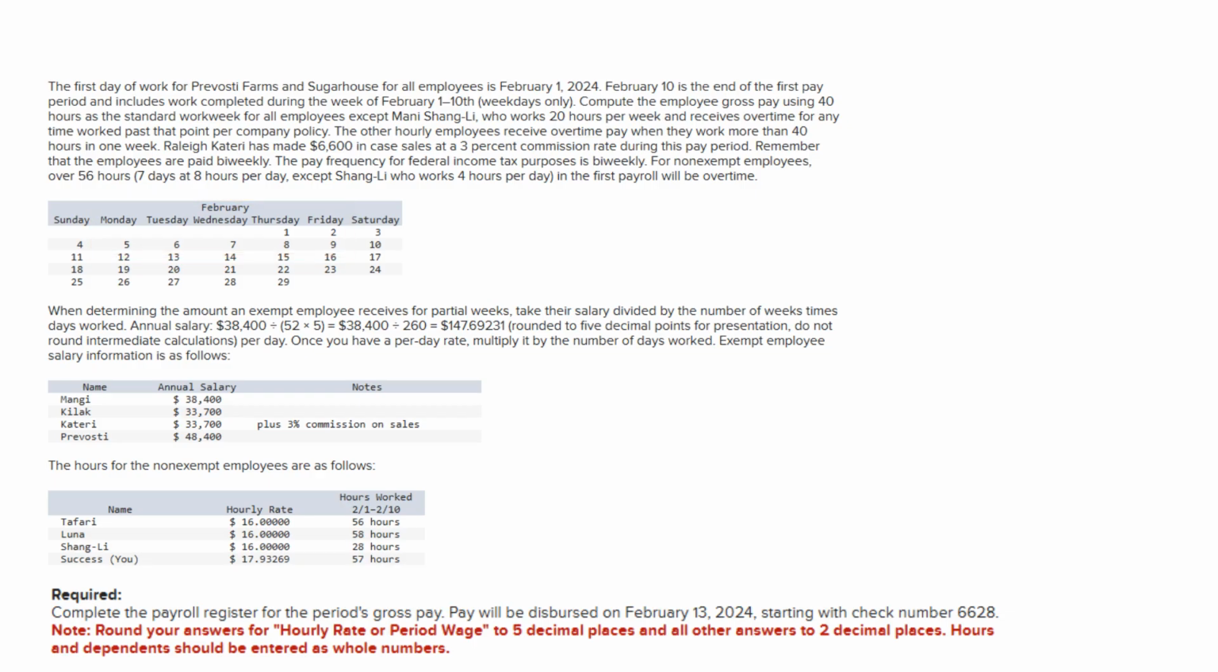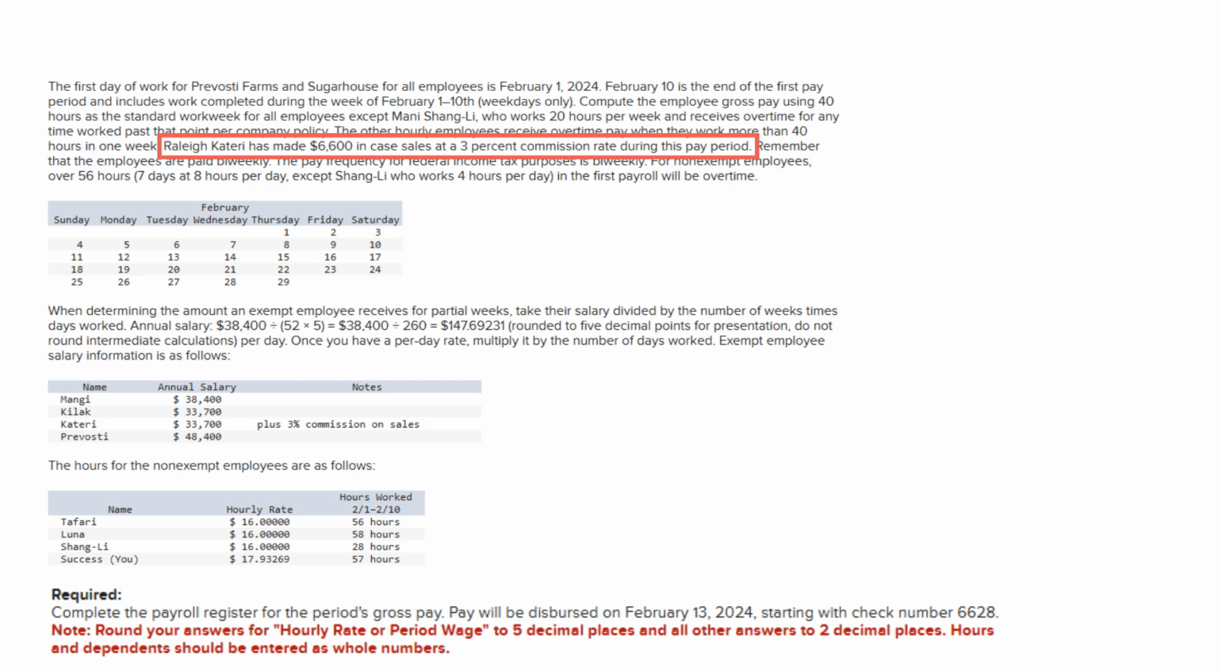We are told that all employees work 40 hours each week except for the employee Mani, who has a standard work week of 20 hours. That tells you that overtime applies if any employee works beyond the standard hours. One of the employees, Raleigh Kateri, also receives a 3% commission on cash sales, which were $6,600 during this pay period.